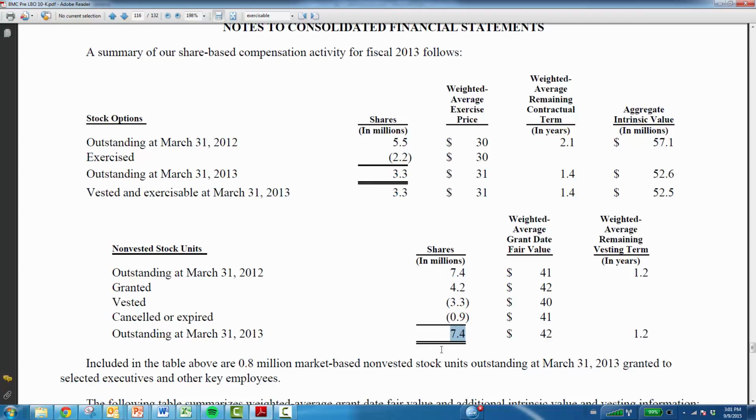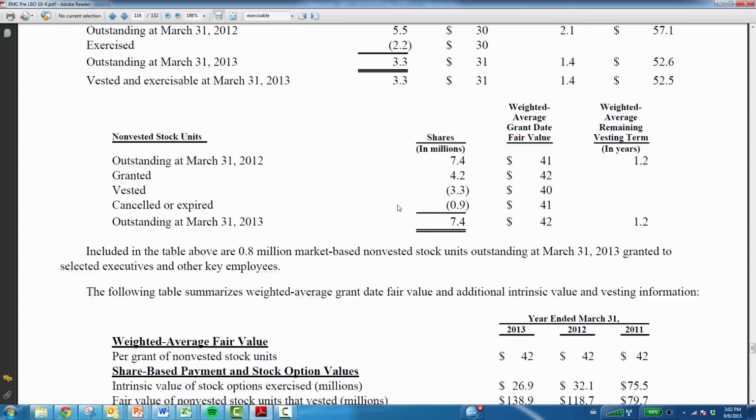So 7.4 million outstanding. Both of these together add up to about 10.7 million potentially dilutive shares, 3.3 plus 7.4. Of course, the one thing we now need to go and look at is, there are going to be some option proceeds coming here, and using the treasury stock method, the net dilutive impact of this might be a lot less than 3.3. So let's look at those disclosures.